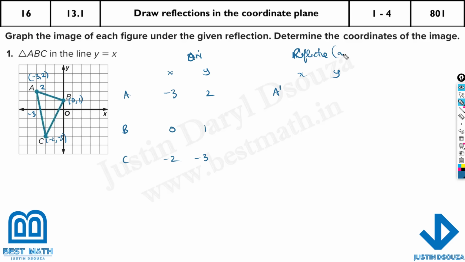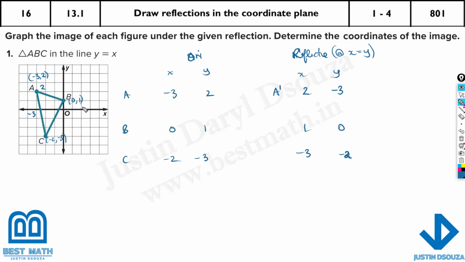Reflection along y is equal to x, or x is equal to y, means you just swap these. Y becomes x here and x becomes y. So this is 2 and minus 3. This one will be 1 and 0, and minus 3 and minus 2. So these are the reflected points. Now we can graph these points.